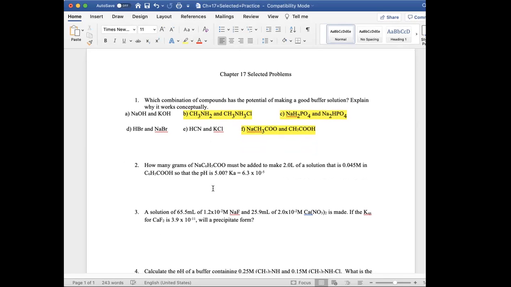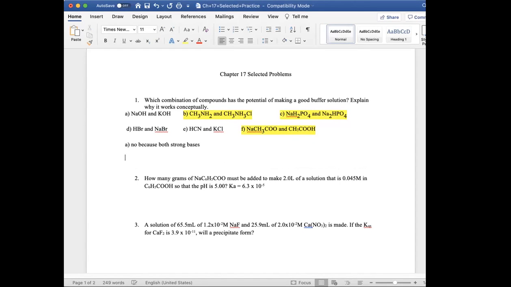Do you have to explain for each of them? Yes, I think so. I'll write that for you in the chat. So for A, no, because they're both strong bases. B, yes, because it's a weak base and the salt of the weak base. C, yes, because it's a weak acid and the salt of the weak acid. D, no, because it's a strong acid.